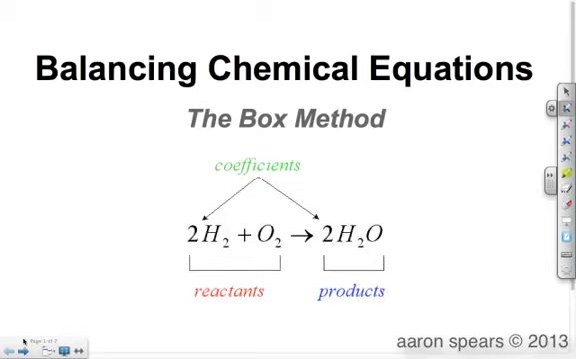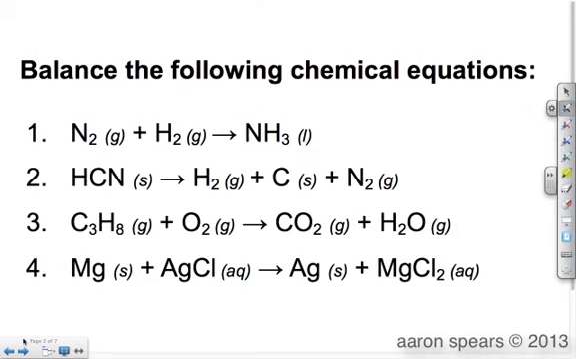Tonight's lesson, we're learning how to balance chemical equations using the box method. Throughout this video I'll be working through 4 examples. Pause and rewind as often as you need as you develop your skill.